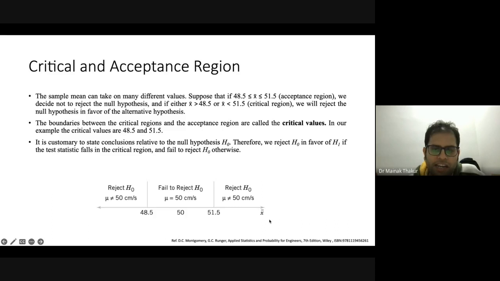Here we have shown the x bar line. If x bar falls between 48.5 and 51.5, we will not reject H naught, which means mu is 50 centimeters per second. If x bar is more than 51.5, we will reject H naught. If x bar is less than 48.5, we will reject H naught. So these are the critical regions, and this is the acceptance region. It is customary to state conclusions relative to the null hypothesis H naught. We say that we accept the null, we fail to reject the null hypothesis, or we reject the null hypothesis. It's always in terms of the null hypothesis.